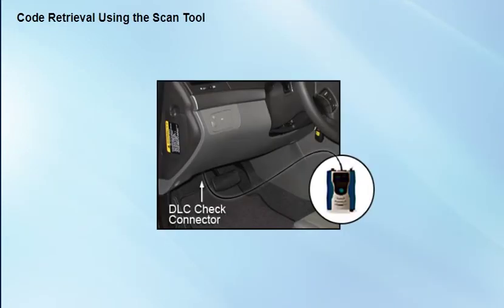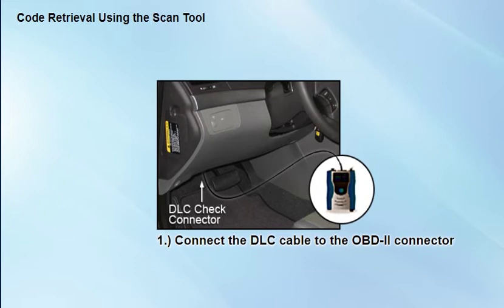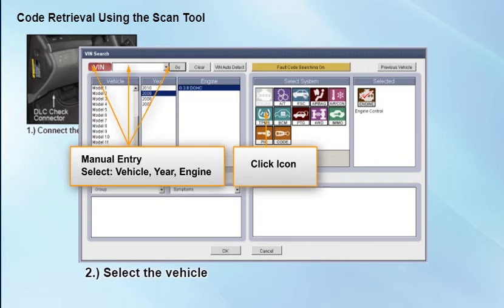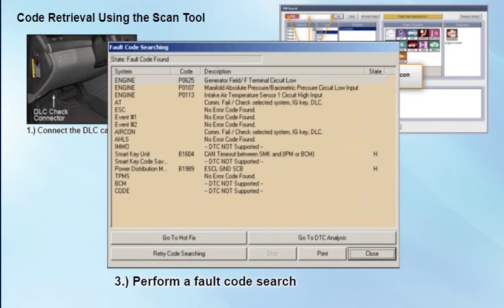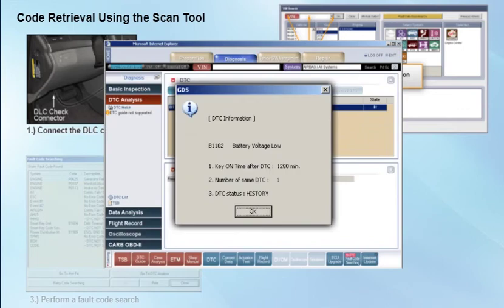Retrieving codes using the scan tool is performed by: 1. Connecting the DLC cable to the OBD2 connector and turning on the Vehicle Communication Interface, or VCI, to communicate with the scan tool. 2. Selecting the vehicle through the options displayed on the various scan tool menus. 3. Performing fault code searching to identify vehicle code faults for all systems. 4. Clicking on a code for DTC status, active, or history screen.